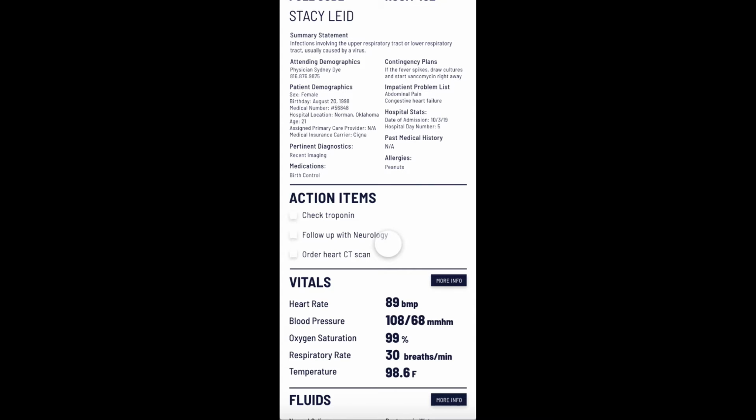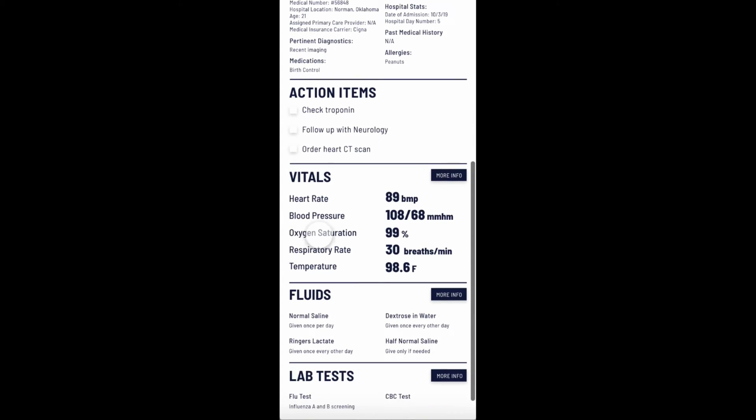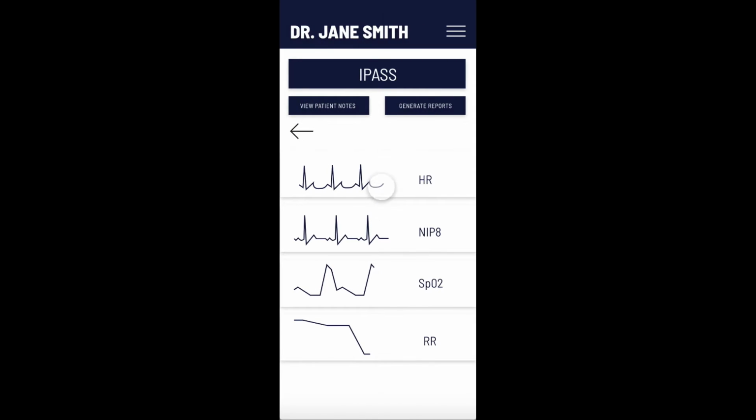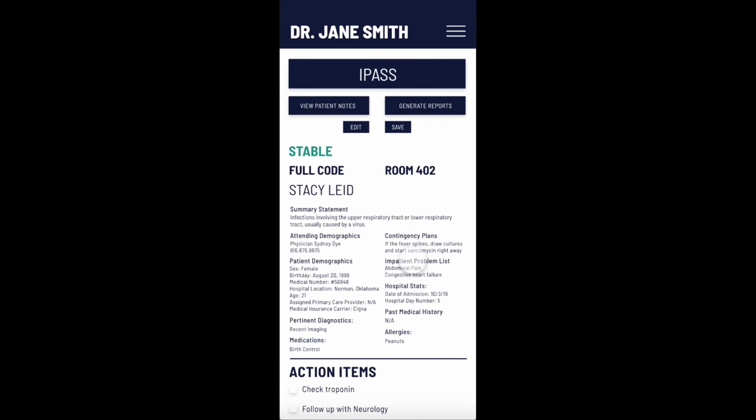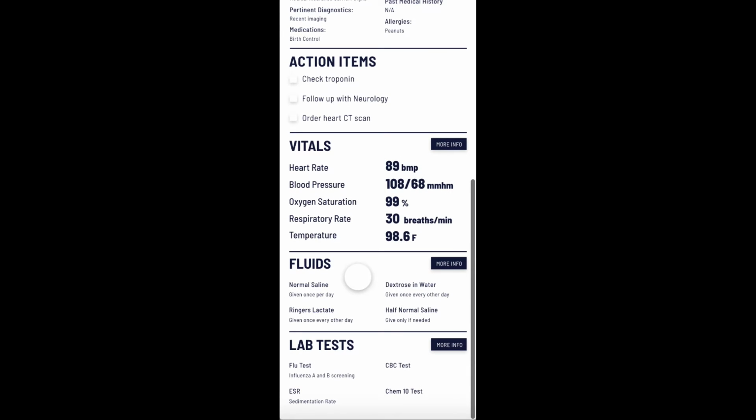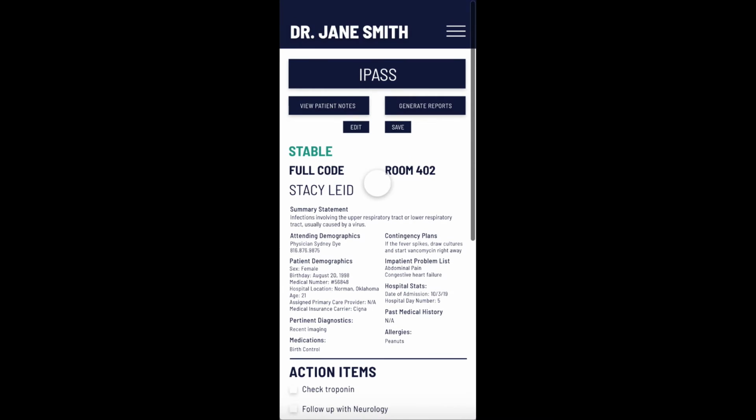Then as you scroll down, you see their action items that you could check off, their vitals. By clicking more info, you could also see the graphs, and then their fluids and lab tests, which also can have more info right here.